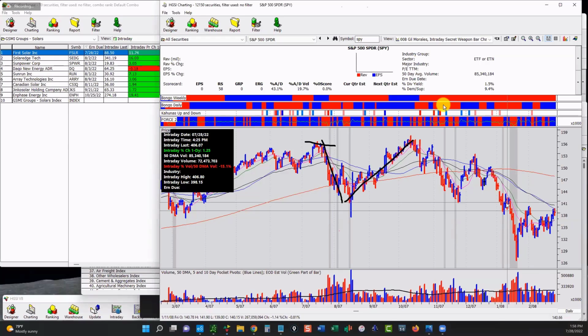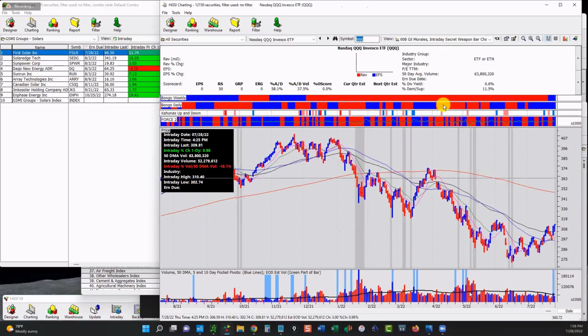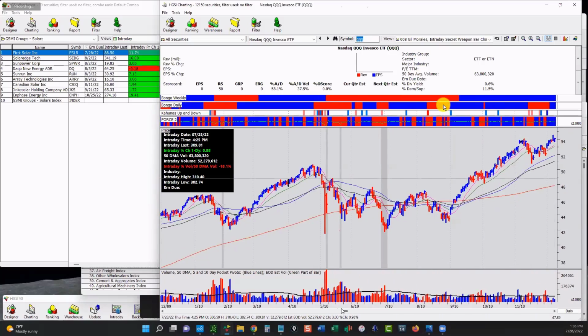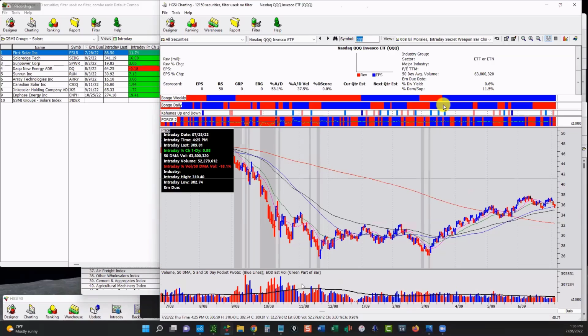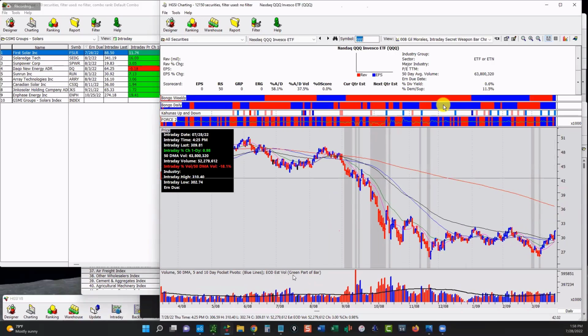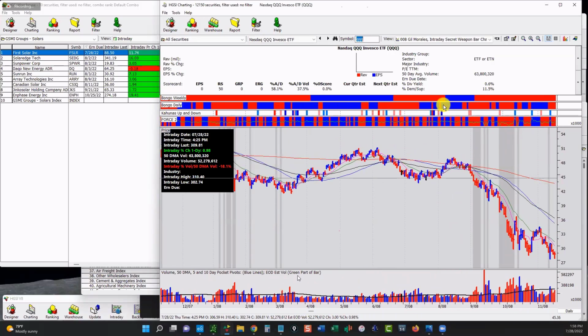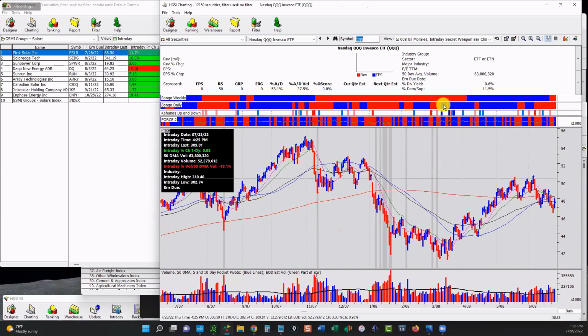Now, if we look at the Qs, for example, and we go back to 2008. See, none of this having to enter in dates and all this other baloney. You just come right in and just scroll back to what you want to look at. So here's the peak in the NASDAQ, much worse.